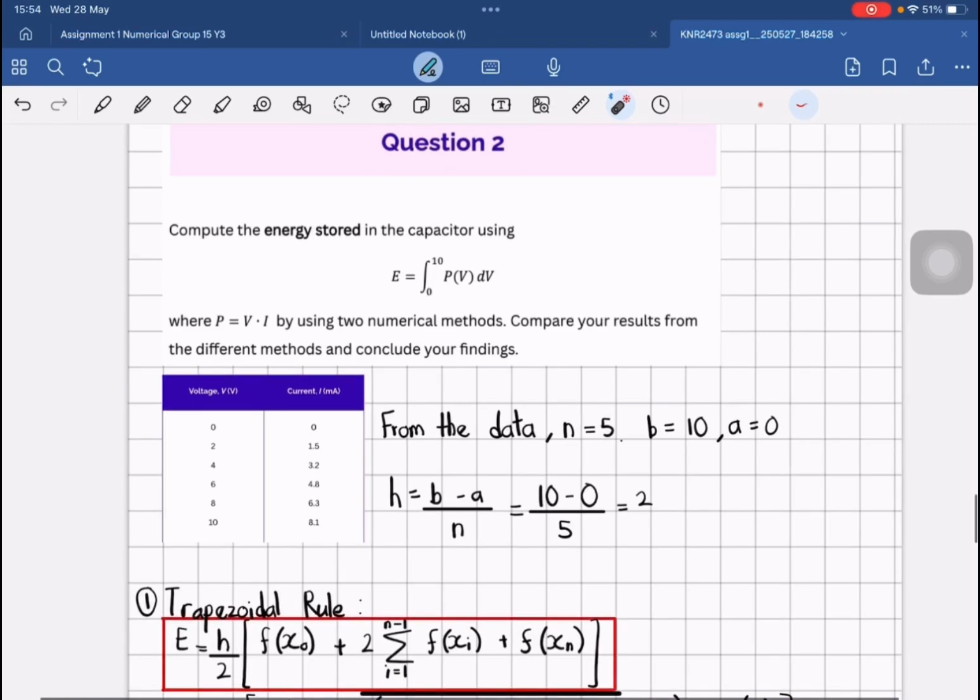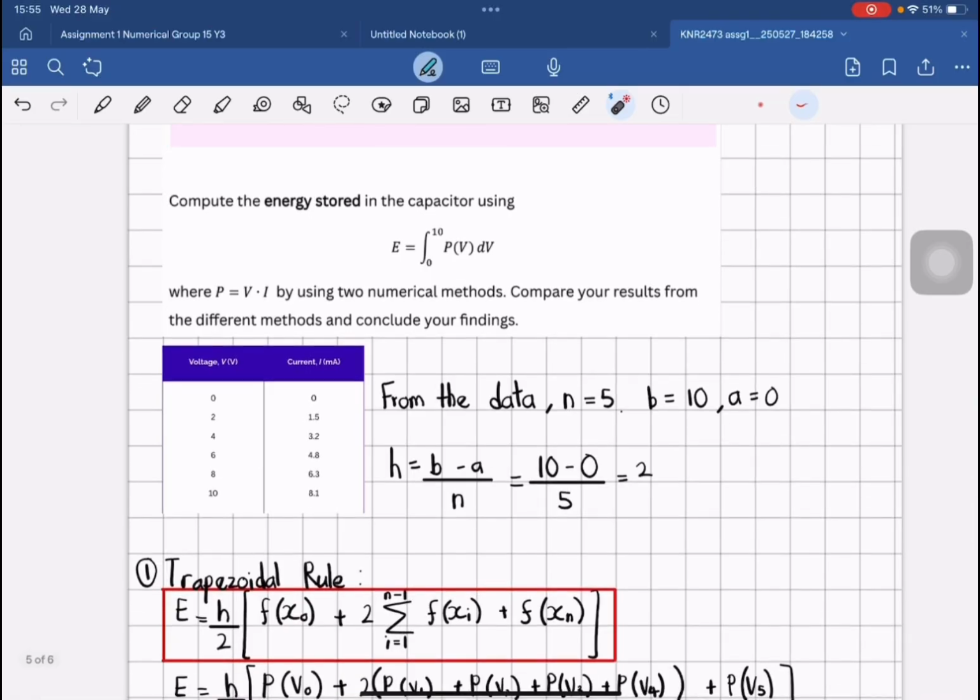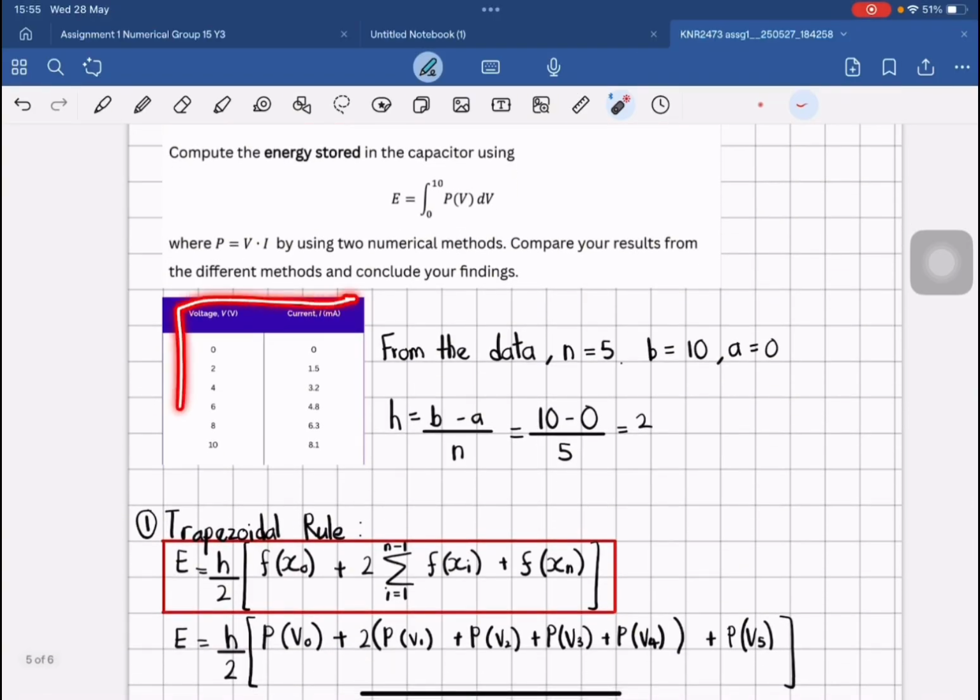Question 2 is compute the energy stored in the capacitor using E equal to the integration from 0 to 10 of P dV, where P equal to V times I, by using two numerical methods. Compare the results from the different methods and conclude your findings. From this data, we know that this is V0, V1, V2, V3, V4 and V5, so our N is equal to 5. And we know this is B and this is A, so our B is 10 and our A is 0.